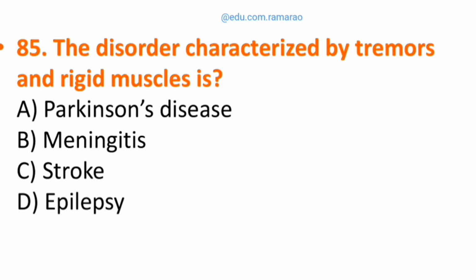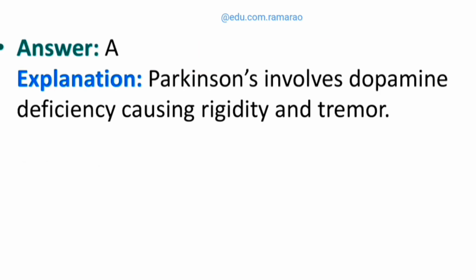The next question. The disorder characterized by tremors and rigid muscles is option A Parkinson's disease, option B meningitis, option C stroke, option D epilepsy. The correct answer is option A Parkinson's. Parkinson's involves dopamine deficiency causing rigidity and tremor.